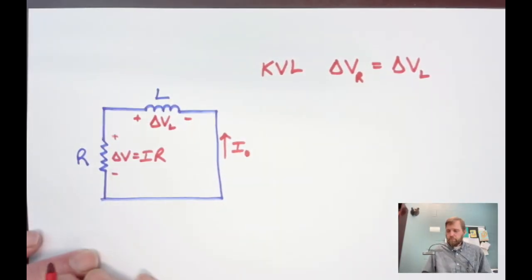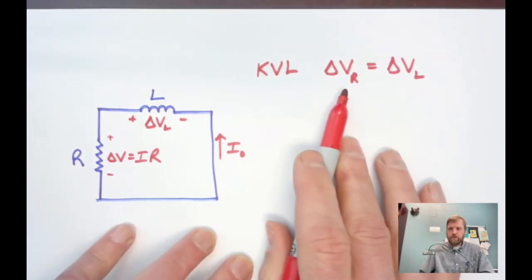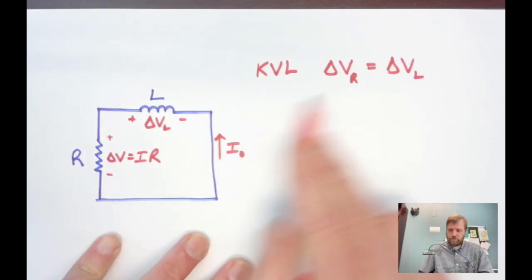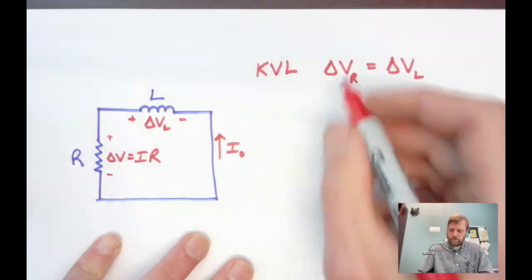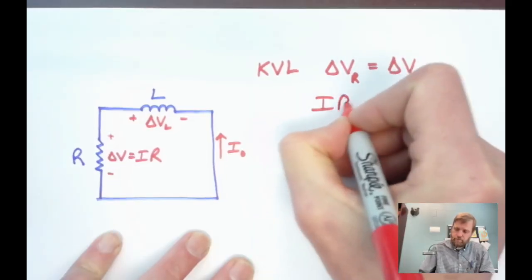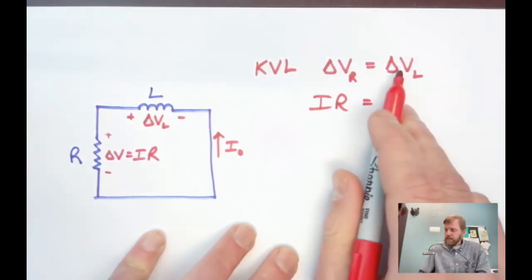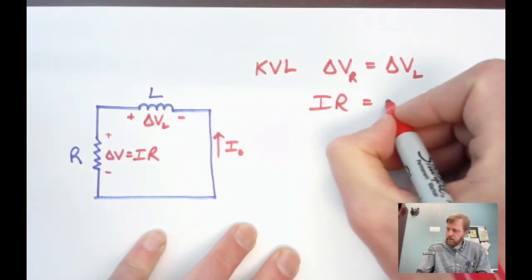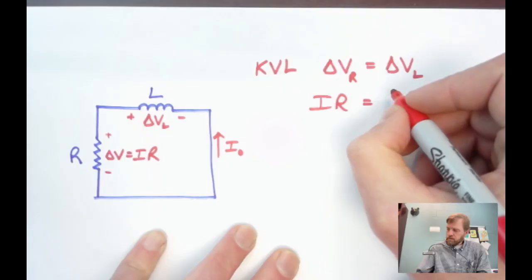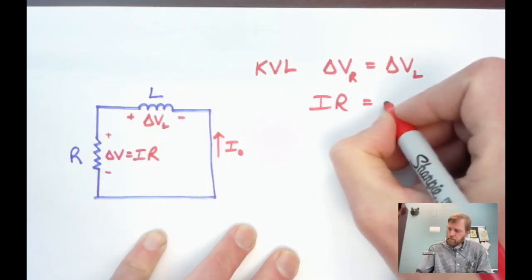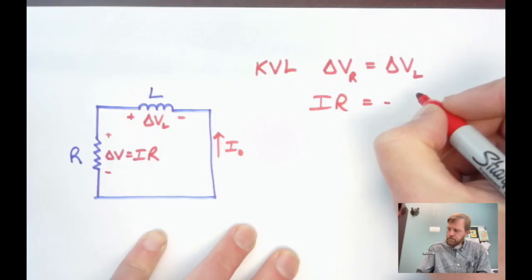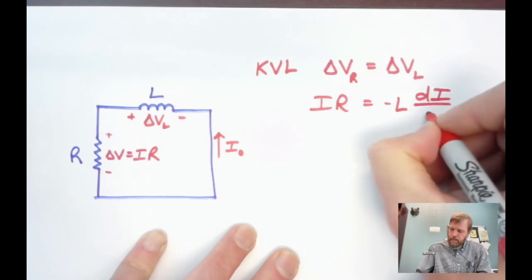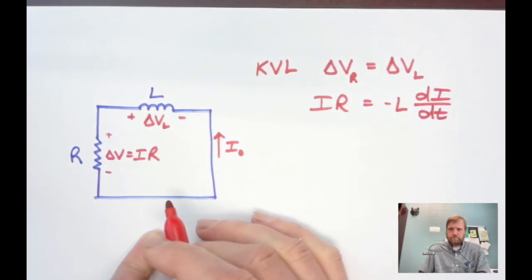Now we can go ahead and substitute in what we know of these two parts. We know that delta V of the resistor is I times R. Let's put that in there. And then delta V of the inductor is what we just looked at, which is negative L di dt.